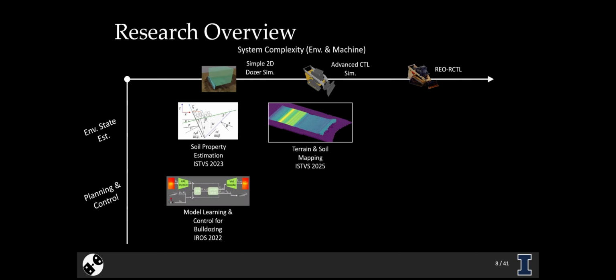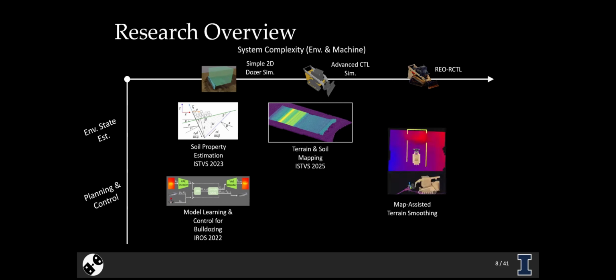And additionally, looking at model learning and control for bulldozing. So how do we learn the dynamics of this process, how the terrain moves with the blade, and use that for performing some sort of earth-moving task. And finally, we're going to talk a little bit about the map-assisted terrain smoothing. This is some actual work on the real vehicle. And I got that a little bit out of order.